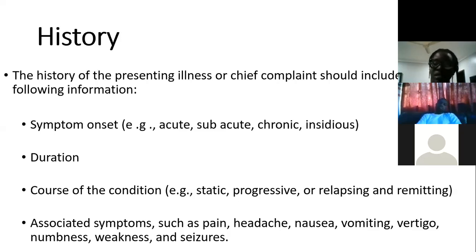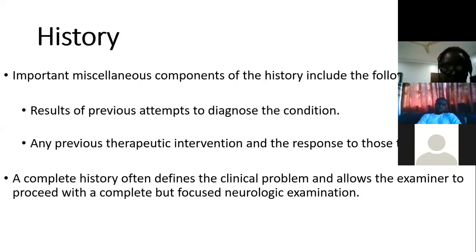Then any associated symptoms with that particular symptom. So something like, is there any pain, headache, nausea, vomiting, vertigo, numbness, weakness, and seizures? All these associated symptoms will help you piece together and know what is wrong with the patient. Now, it's also important for you to find out what the patient has done about it, any previous diagnosis, any previous therapeutic intervention. So maybe they did a CT scan, what did the CT scan show, and all that.